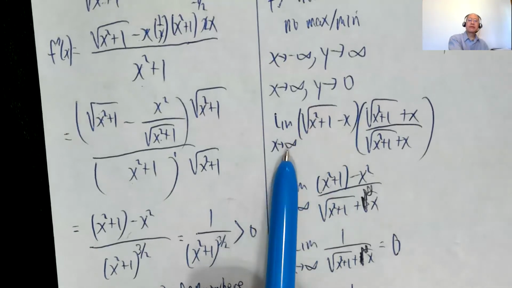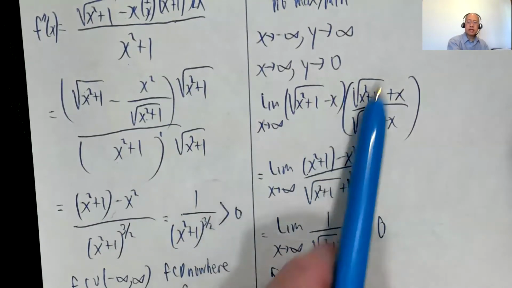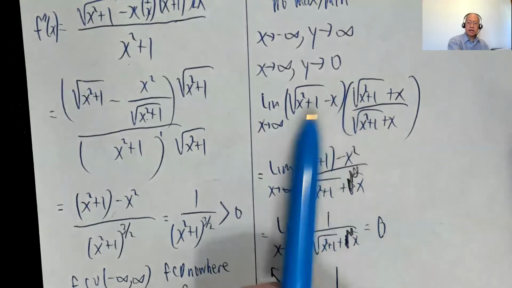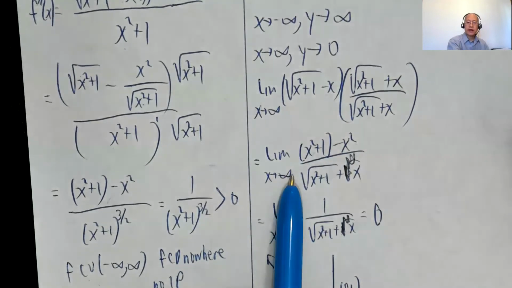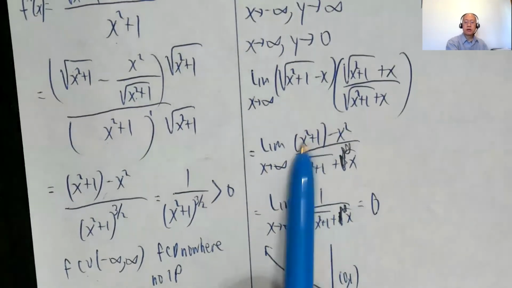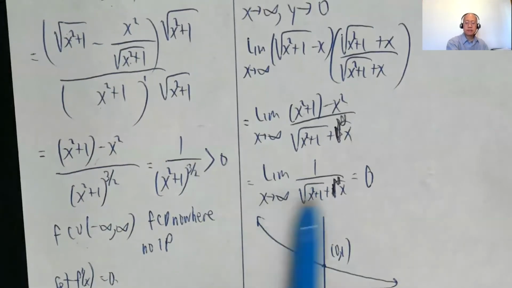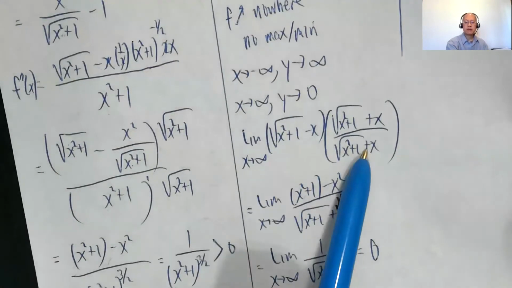What's less obvious is what happens when x approaches positive infinity. The trick is to multiply top and bottom by the conjugate of this. So that gives me x squared plus 1 minus x squared over x squared plus 1 plus x. And the numerator comes out to be 1. And now when x gets big, the ratio approaches 0. Okay, so we do approach 0.